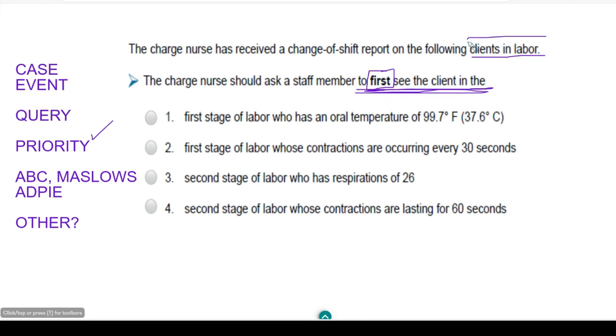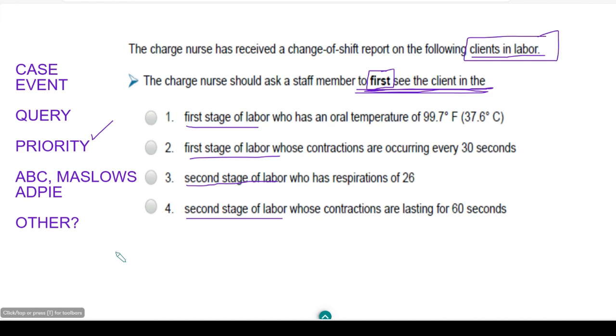Everybody is in labor, but we do have a time proximity, and everybody is in a little bit different stage. 2 people are in the first stage of labor, and we have 2 who are in the second stage of labor.